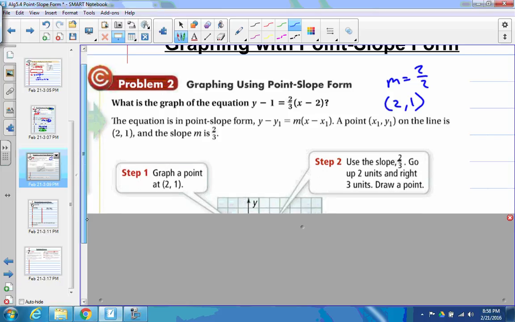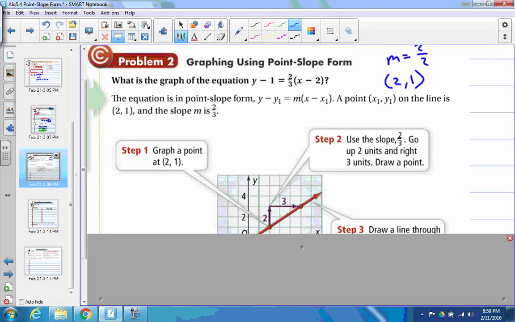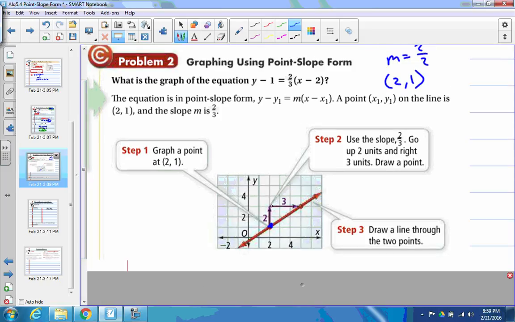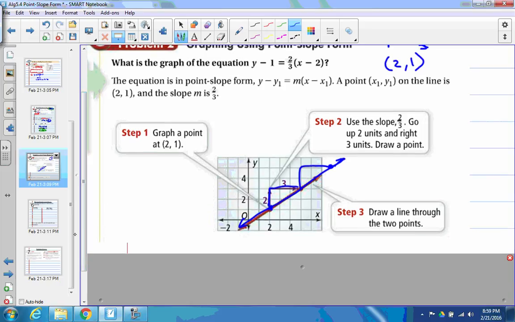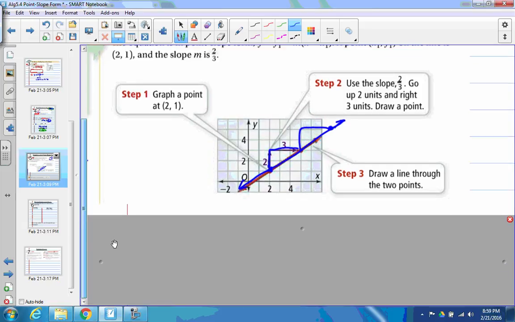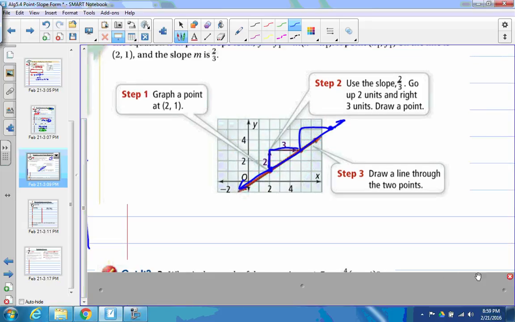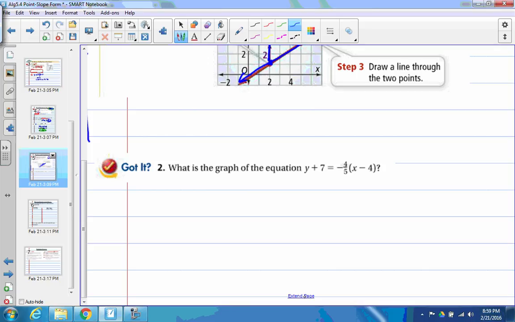So the equation in point slope form, again, 2, 1, and the slope is 2/3. So what you can do is start by graphing that point, because you know that point is there. So graph the point 2, 1 right here, and then use the slope to find more points. So your rise is 2, your run is 3, 2/3. Do that again. Rise 2, run 3, and this would make the line. Very similar to graphing slope-intercept form, except we're not starting at the y-intercept this time, we're starting at the point that we're given. So why don't you get a graph paper and try to graph this one. What is the graph of the equation y plus 7 equals negative 4/5 times x minus 4?